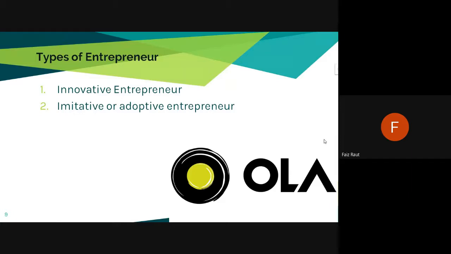Okay, so these kinds of entrepreneurs who take an idea from somewhere else and launch it in a different market, maybe even in the same market with a different strategy, are called imitative or adoptive entrepreneurs. It is not exactly copy paste; it is copy, modified, and then paste. Copy and make a little modification, then we'll paste it. That is an adoptive entrepreneur.